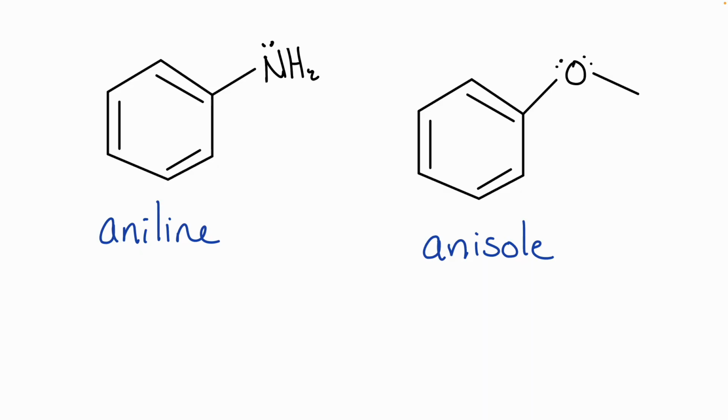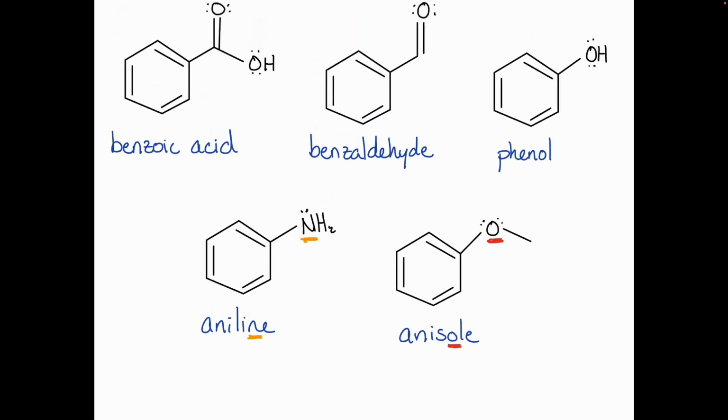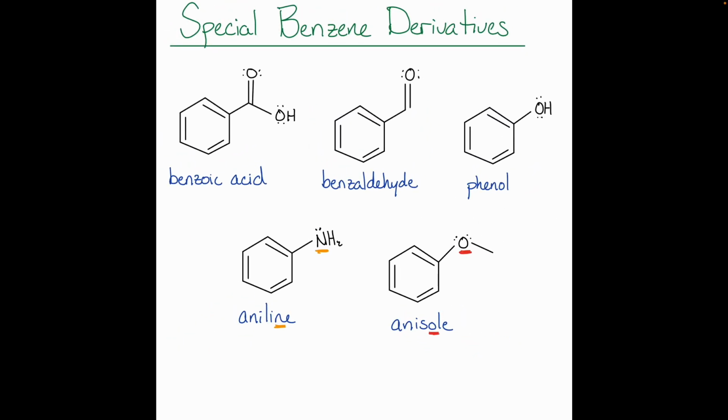There is a little trick that we can use to keep these straight. They're very similar sounding names, aniline and anisole. What we can notice is that aniline with the N has that nitrogen, and anisole with the O has that oxygen. So just a little trick to try to keep these very similar sounding words straight. They refer to these 2 distinct molecules. Aniline is where we have that amine group with the nitrogen. Anisole is where we have that oxygen, that ether group. So these are these special benzene derivatives.